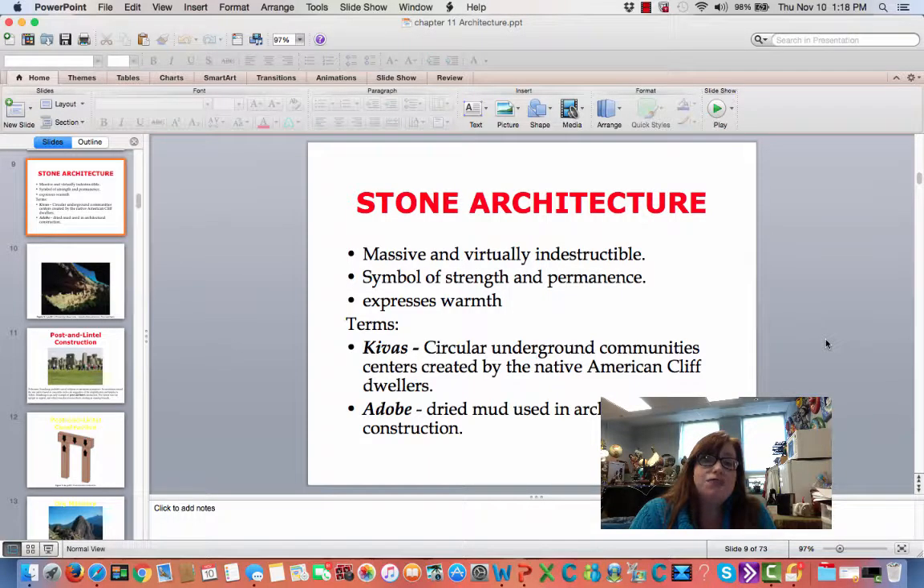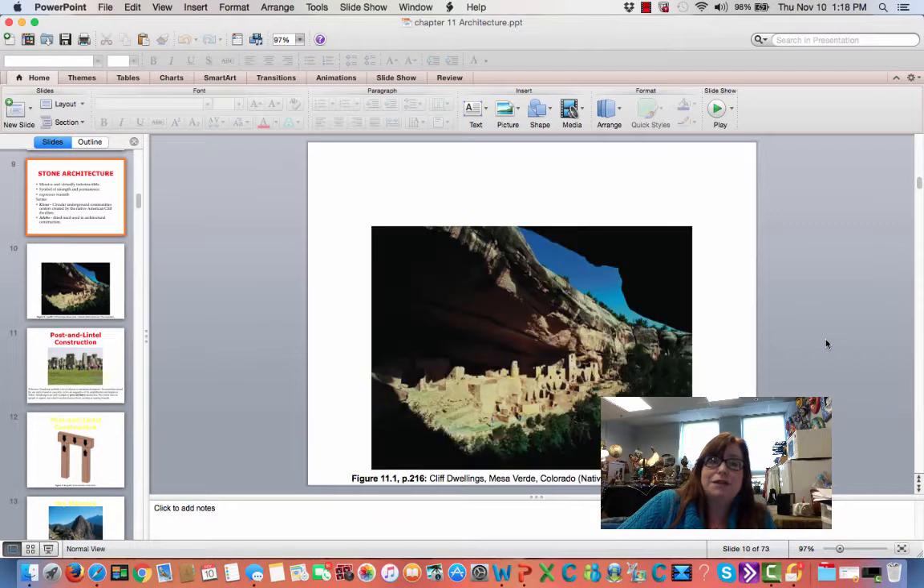And then adobe is dried mud, which is used in architectural construction. And what you'll see is although they were building directly into the cliff side, they used adobe construction to create the actual dwellings. So here are the cliff dwellings of Mesa Verde in California. They're Native American. We also say pre-Columbian because they were there before Columbus came along. And what you see, they go far into the face of the cliff wall there.